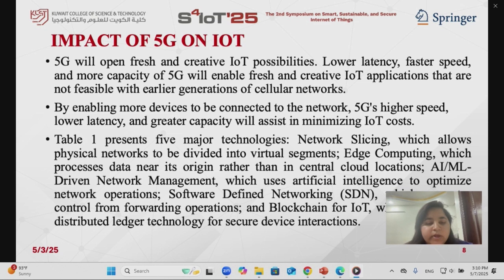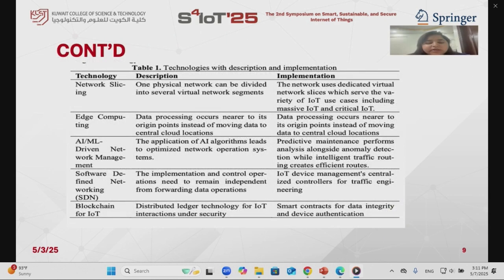Table 1 presents the five major technologies. First is network slicing, which allows the physical network to be divided into virtual segments. Edge computing processes the data near its origin rather than in a central cloud location. Then AI/ML-driven network management uses artificial intelligence to optimize the network, and so on. Table 1 presents the technologies with their descriptions and implementation.